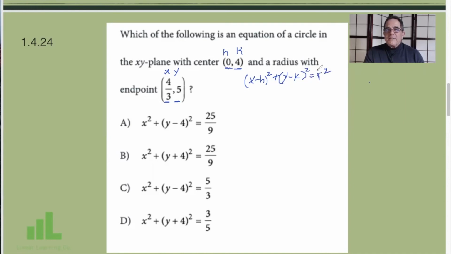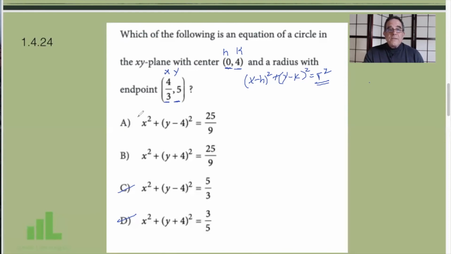First thing we can do is say, wait a minute. Since I'm looking at a radius squared, I have to have a perfect square on the right-hand side of my equation. So I can get rid of anything that's not a perfect square. 5/3, not a perfect square. 3/5, not a perfect square. 25/9, yes, perfect square. But we've already gotten rid of two of our answer choices because they can't possibly fit the equation. Next thing, we could put 4/3 in place of x and 5 in place of y, but look at our answer choices. They're in terms of x's and y's.